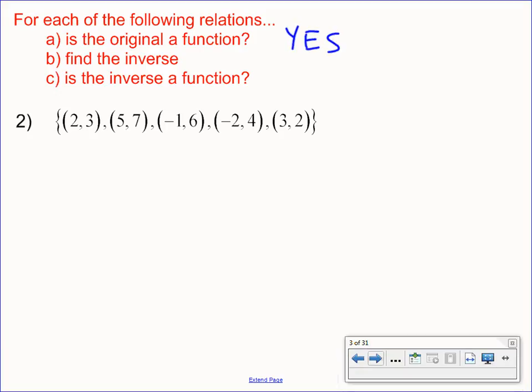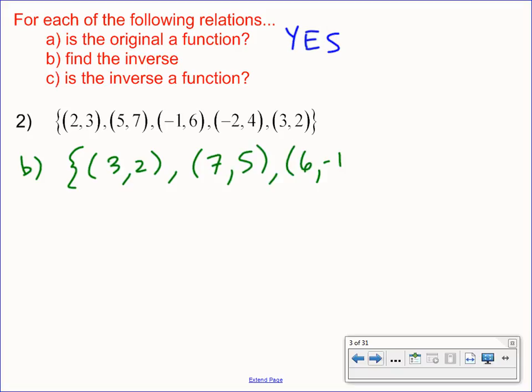Good, thank you. Find the inverse. Go ahead and share with the class the inverse next. So what am I going to have for the inverse? Mark? It'd be 3, 2, 7, 5, 6, negative 1, 4, negative 2, 3. Oh, we're just going to make it. Excellent, thank you. Okay, everybody, scan it.